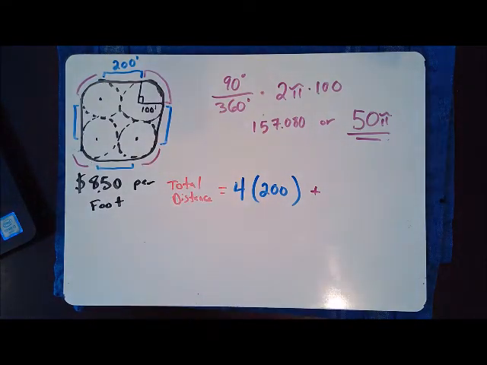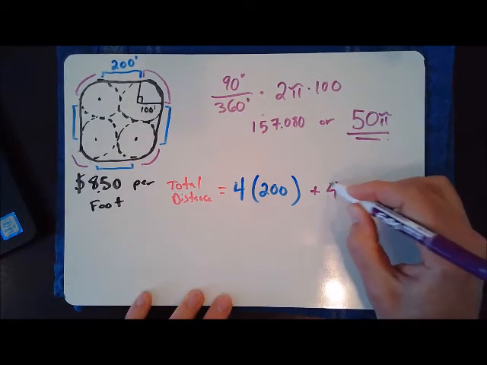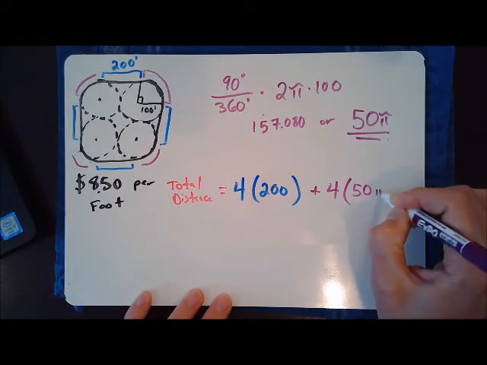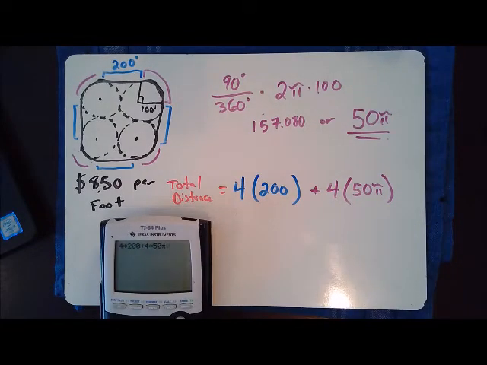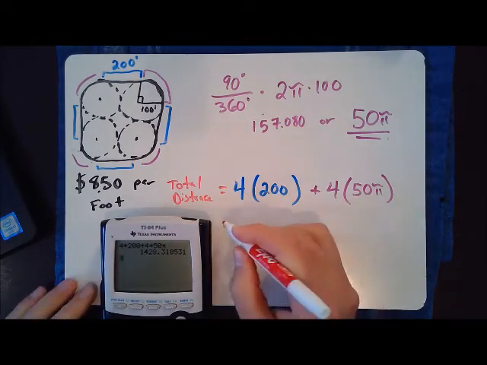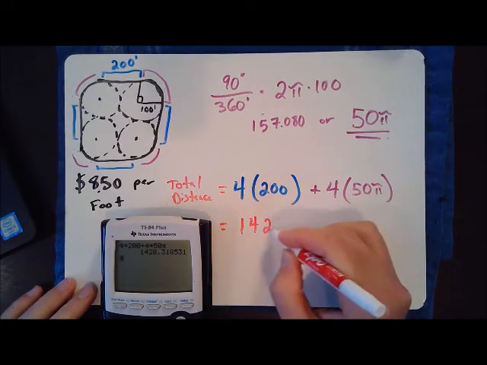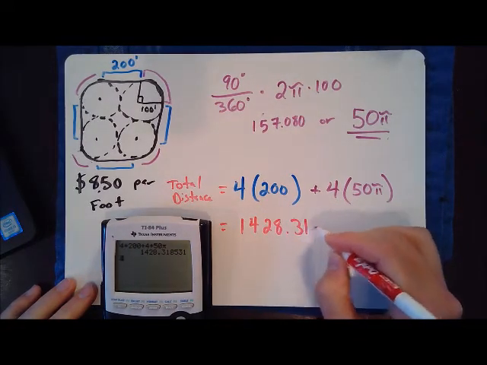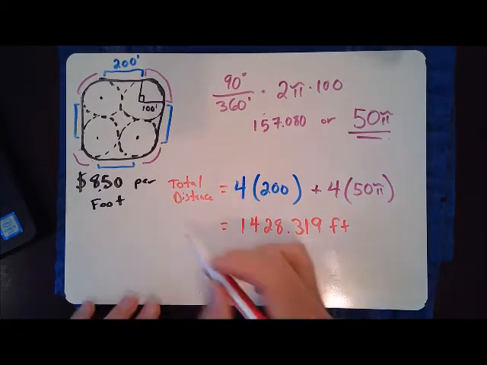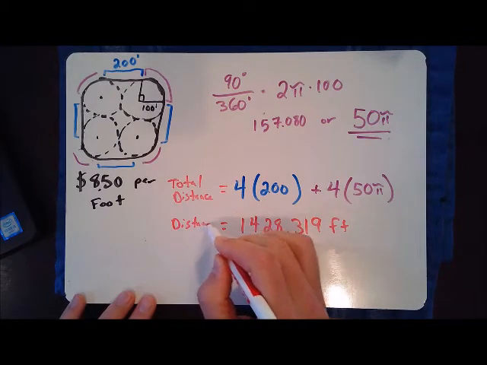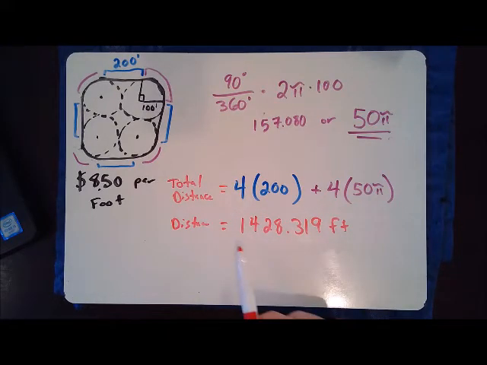Next, I have to remember that there are 4 curved portions. Each of them is 50 pi. And that makes up the entire distance around the track. I've got it typed in my calculator here, so I just hit enter to find my total distance. I'm staying pretty exact. I'm going to 3 decimal places because I'm still not at my final answer. That's good to keep as many decimal places as possible here.